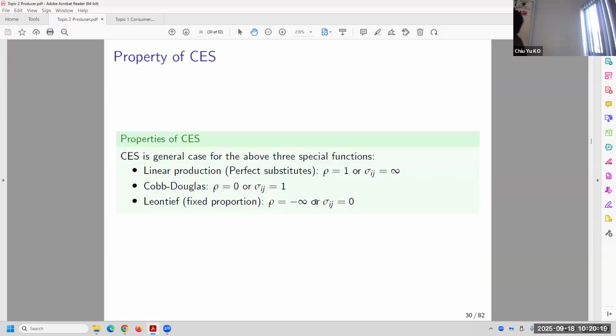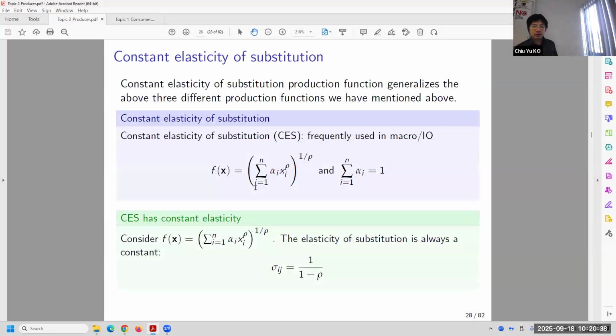But what I want to mention is, same as consumer, this is very general because it includes all the 3 special cases we discussed, right? So it's either linear production, Leontief, or Cobb-Douglas, all included in the CES. That's why CES is so convenient and so easy to use. Of course, you may ask, is this sufficient? Is it just a toy model? Do we need to take this to actual production? Because economists sometimes just do this, right?